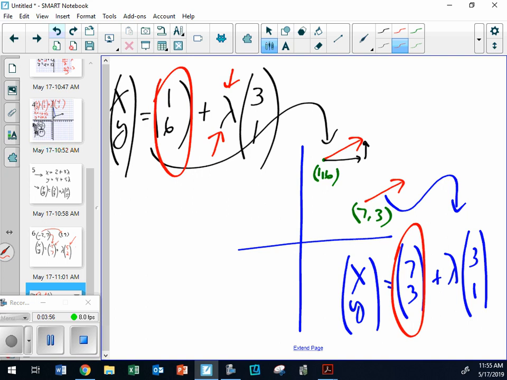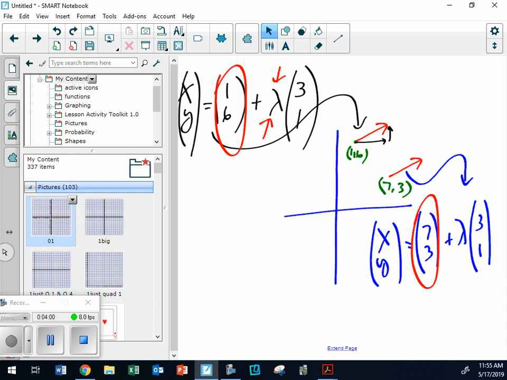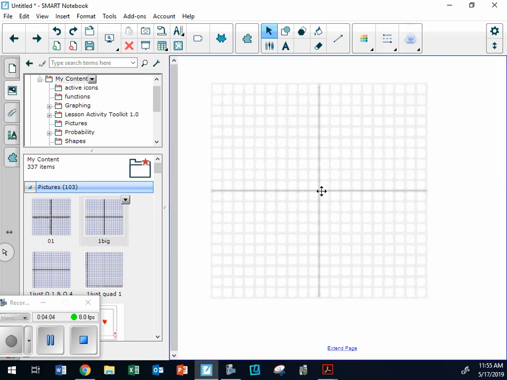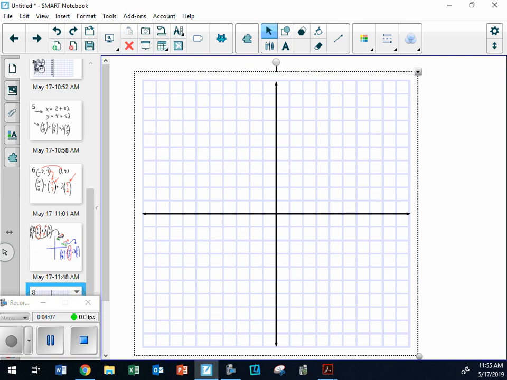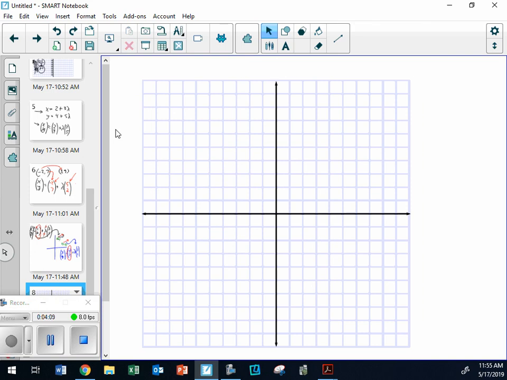Okay, so let's do another one. This time, I would recommend you get a nice piece of graph paper. You can get that in many different ways. Insert a sticky that's got graph paper on it, or open a page that's got graph paper, but get some graph paper. What if I said, we're going to start here, and we're going to go over 4 and up 1.